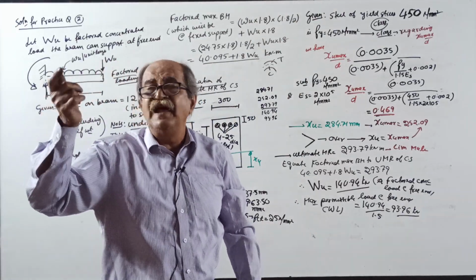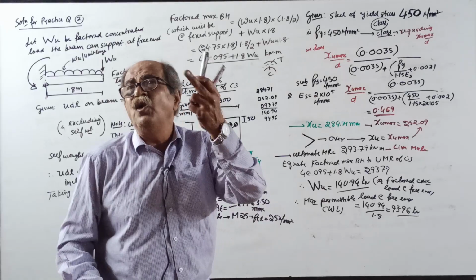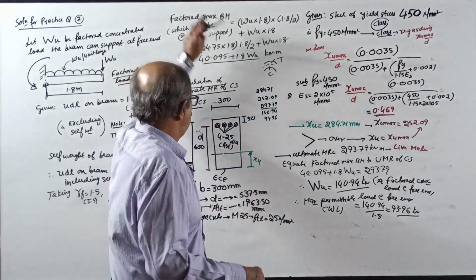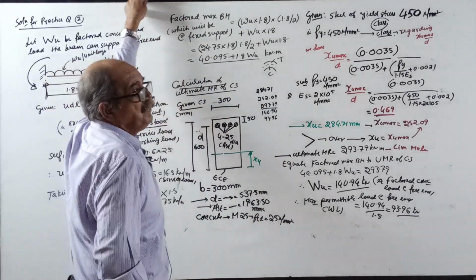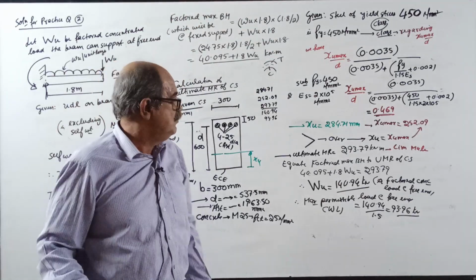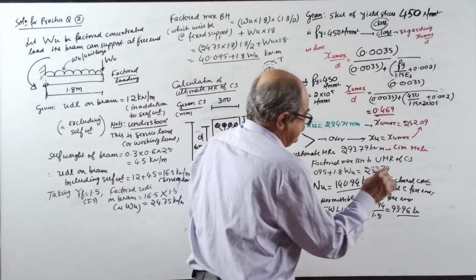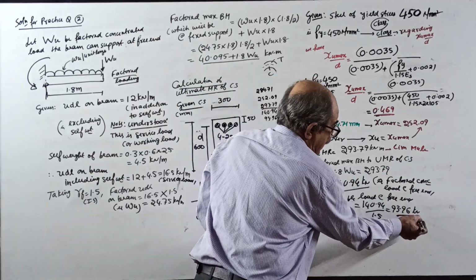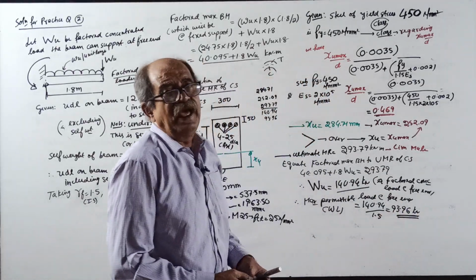Now see, last time in the question, for UDL we finally divided, for point load we multiplied. This time UDL you multiplied, point load we divided. Why? You think and understand. When you are free, think about it. So at the working load, the beam can support a maximum load of 93.96 kilonewton.